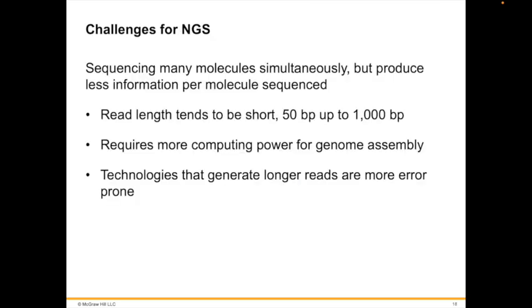So, challenges here for next generation sequencing. It sequences many molecules simultaneously, but produces less information per molecule sequenced. Read lengths tend to be short, 50 base pairs up to 1,000 base pairs. It requires more computing power for genome assembly, and technologies that generate longer reads are more error prone.